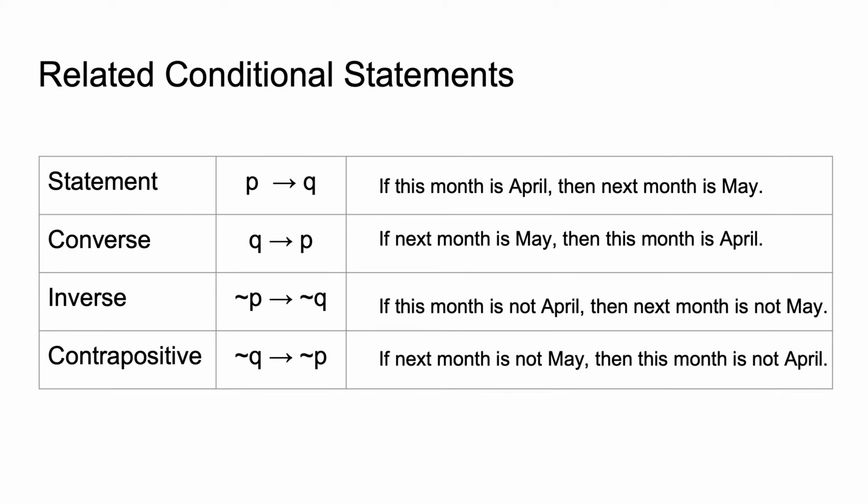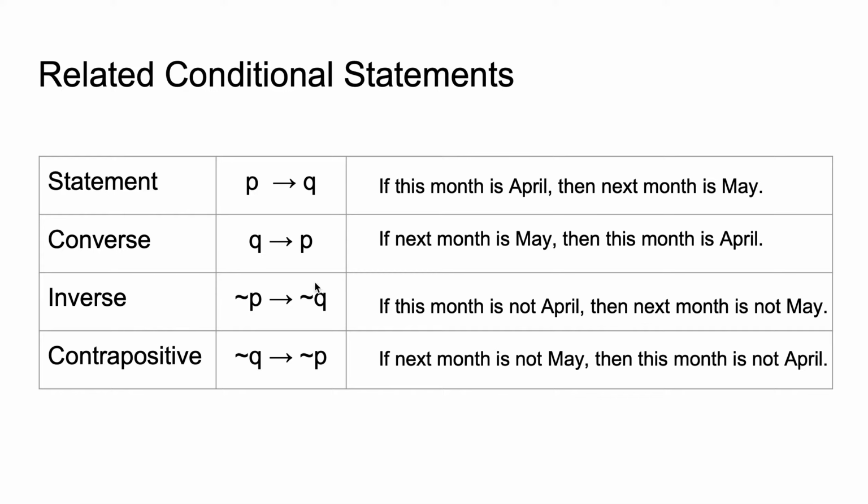And these are the converse, inverse, and contrapositive. So if you have a statement, if this month is April, then next month is May, if you switch that around the other way, so if you reverse it, you're making a converse. Okay, so it's if next month is May, then this month is April. So you're switching your hypothesis and your conclusion. That's called the converse.